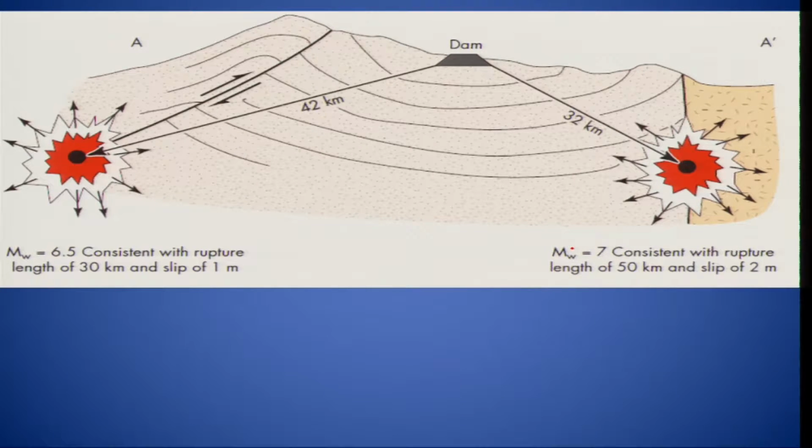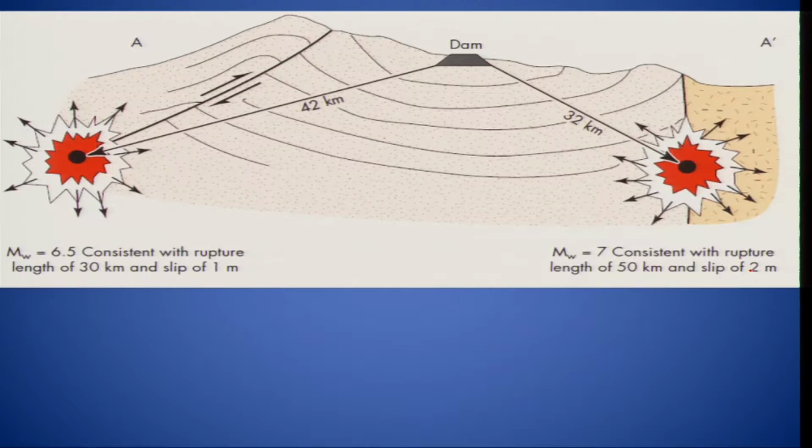For example, here we are giving two scenarios. One is like 615, which is sitting away, and this fault can trigger a magnitude of 6.5. Whereas this earthquake is away, but it will slip with a larger amount.